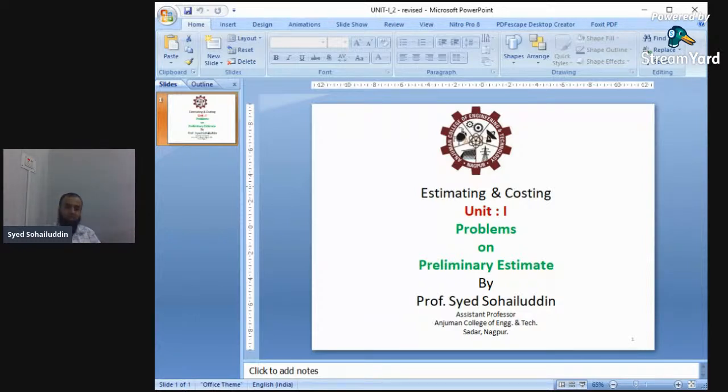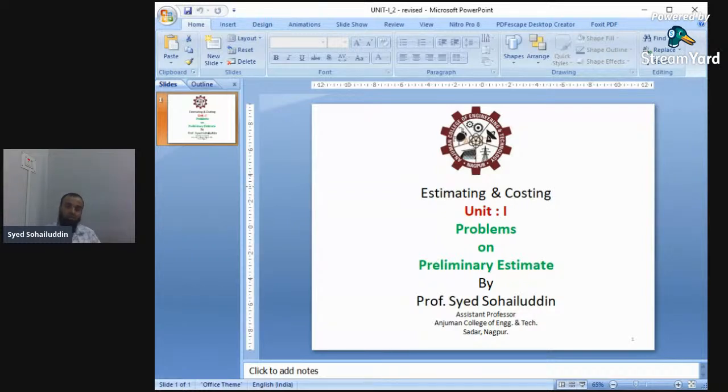So we have already seen in the last lecture what a preliminary estimate is. In short, it is nothing but a rough estimate or an approximate estimate, which depends upon the knowledge of an engineer and his skill, how he has knowledge of past structures or similar structures.